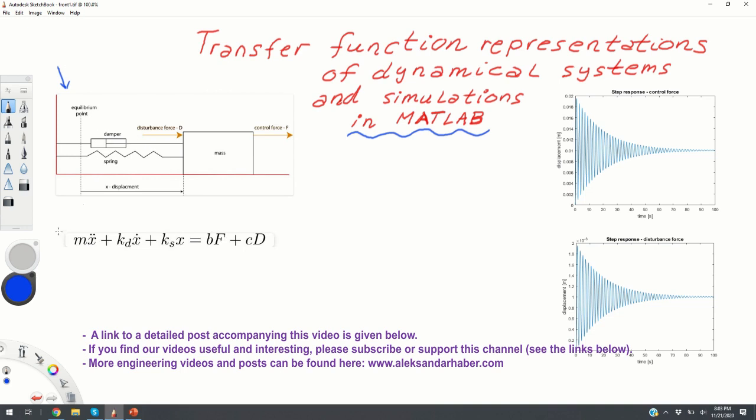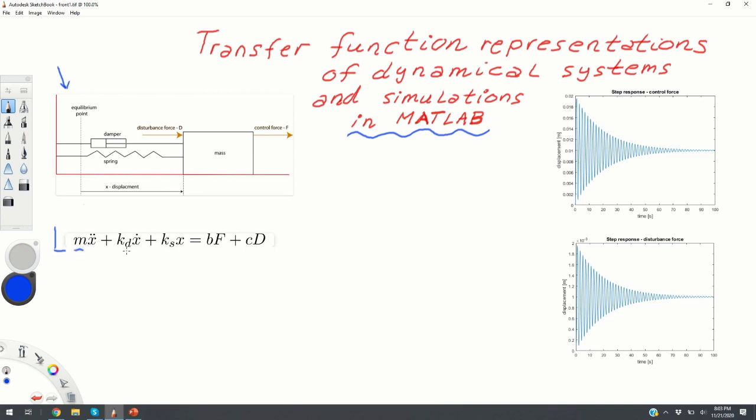A differential equation representing the dynamics of such a system is given by the following equation, where m is the mass, kd is the damping constant, ks is the spring constant, b is the control force constant, f is the control force, c is the disturbance constant, and d is the disturbance force. Of course, x is a displacement of the mass from its equilibrium position.